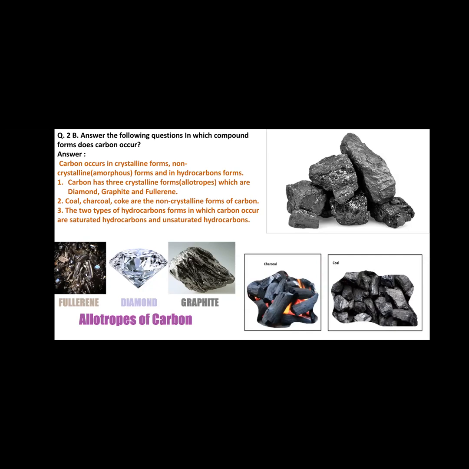The first one: carbon has three crystalline forms, allotropes, which are diamond, graphite, and fullerenes. Also, carbon occurs as coal, charcoal, and coke, and these are non-crystalline forms of carbon. The two types of hydrocarbon forms in which carbon occurs are saturated hydrocarbons and unsaturated hydrocarbons. So these are the forms in which carbon occurs.